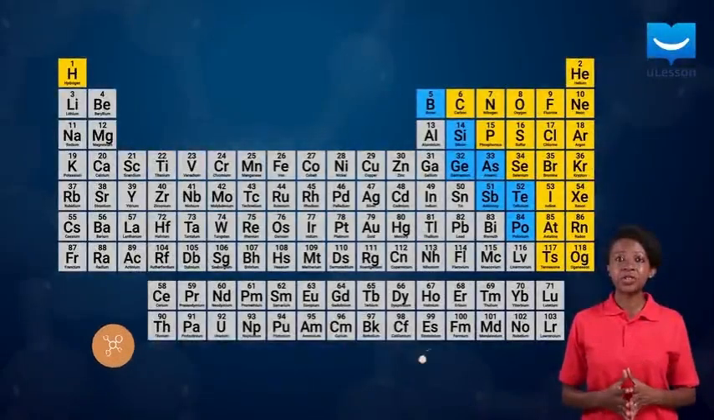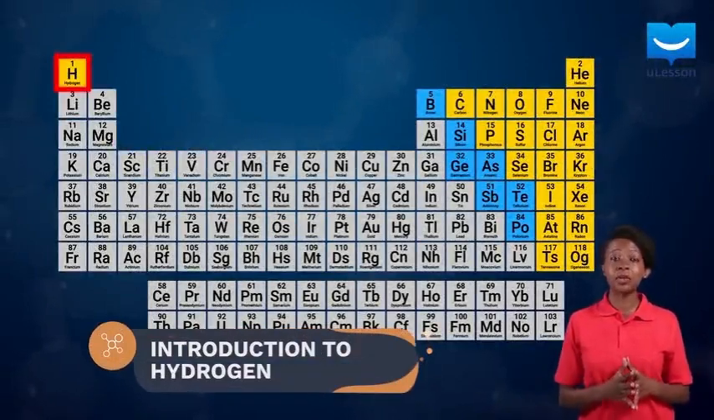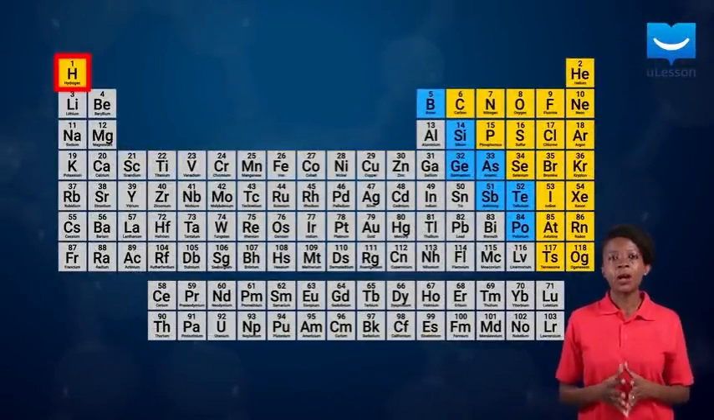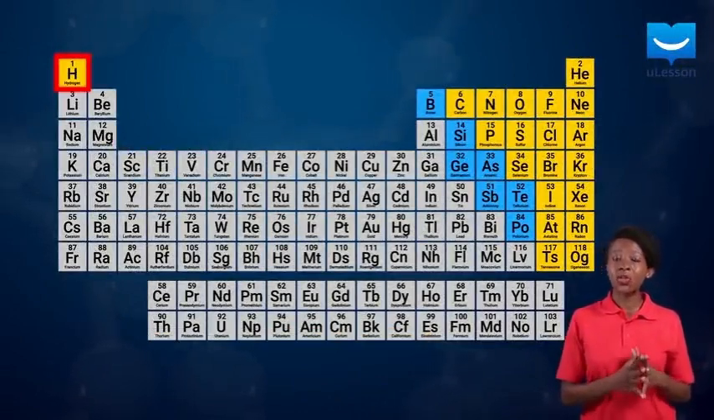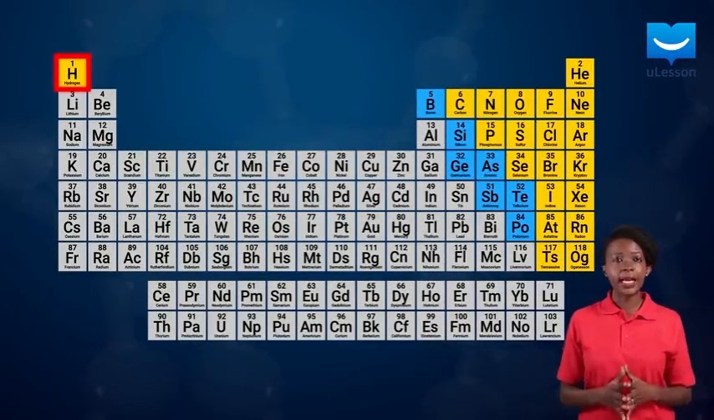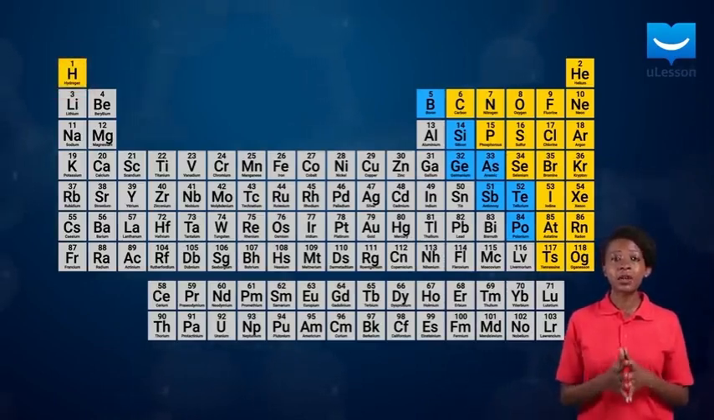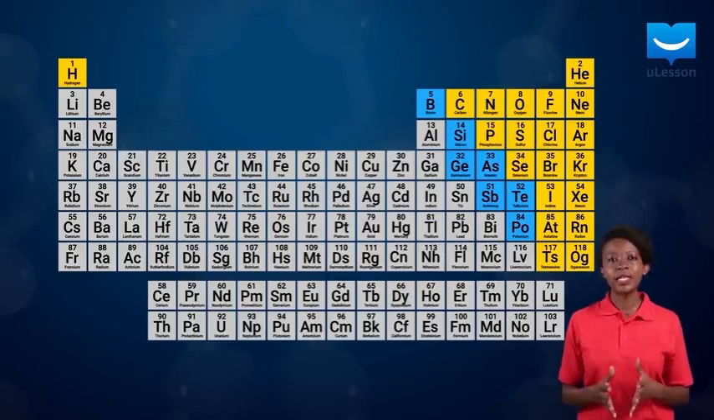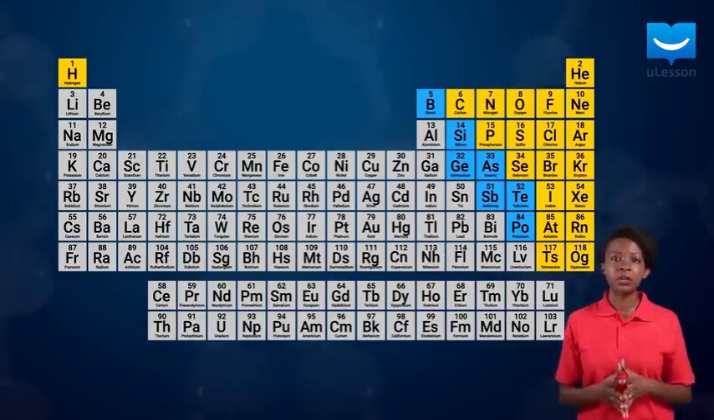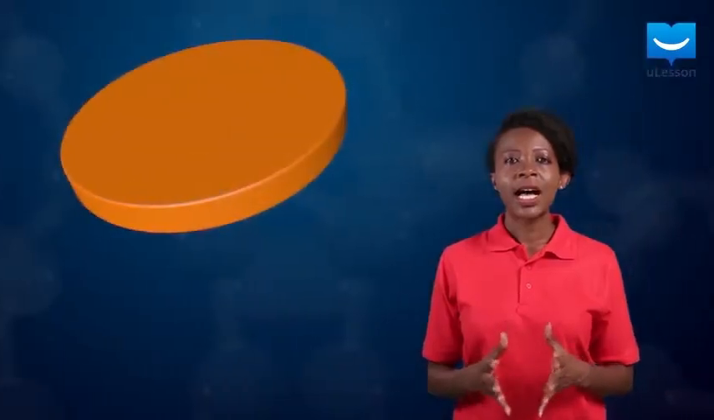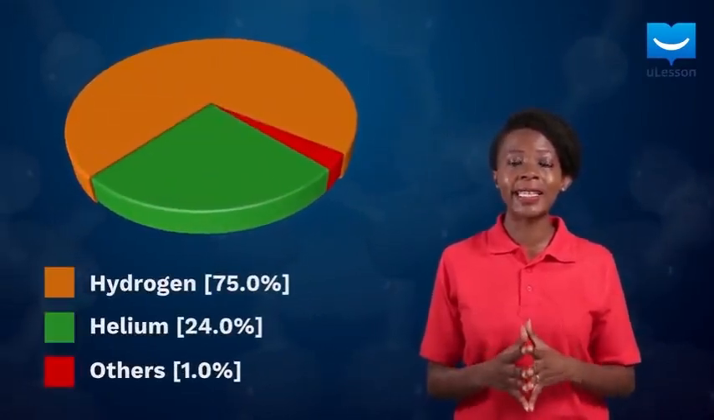We learned of hydrogen as the first element in the periodic table in our lesson on the periodic table. Also, we saw that although hydrogen is a non-metal, it is placed above the alkali metals in group 1 of the periodic table. In this lesson, we will discuss the occurrence of hydrogen and the reason for its unique position on the periodic table. Hydrogen is the most abundant element in the universe, followed by helium.